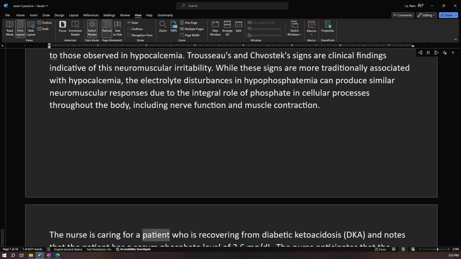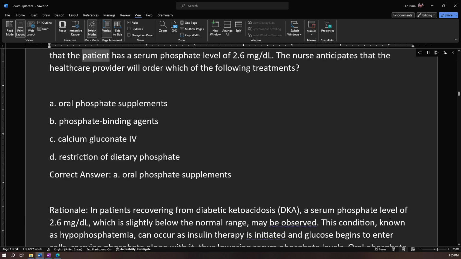The nurse is caring for a patient who is recovering from diabetic ketoacidosis, DKA, and notes that the patient has a serum phosphate level of 2.6 milligrams per deciliter. The nurse anticipates that the healthcare provider will order which of the following treatments? A. Oral phosphate supplements. B. Phosphate binding agents. C. Calcium gluconate. D. Restriction of dietary phosphate. Correct answer: A. Oral phosphate supplements.